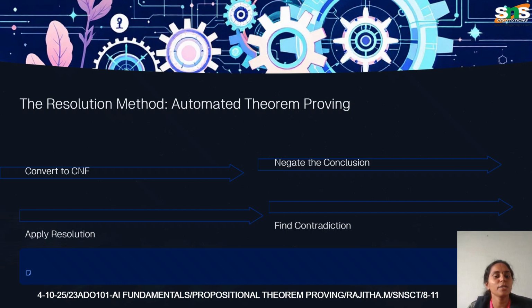The resolution method is a smart way to automate theorem proving. It converts statements into a standard form, negates the conclusion, and looks for a contradiction. For example, if we have P or Q and not P, resolution cancels out P and proves Q. This method is fast and widely used in AI to automate logical reasoning.